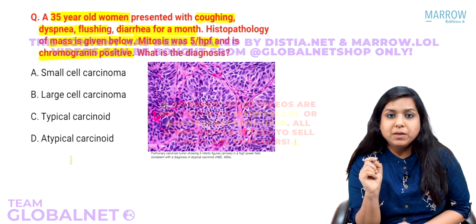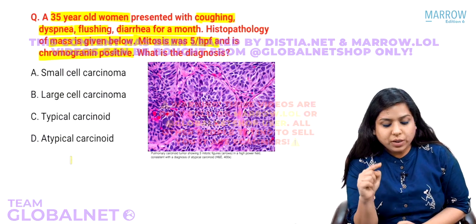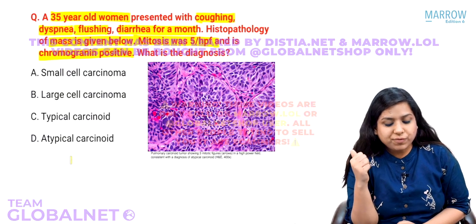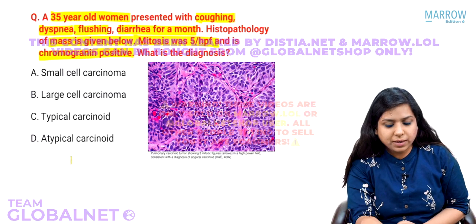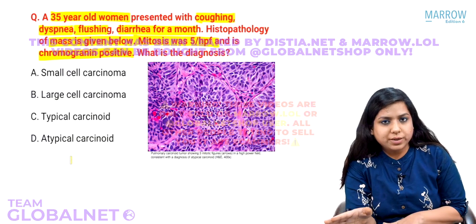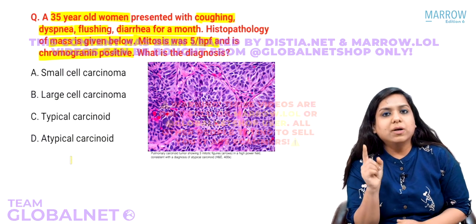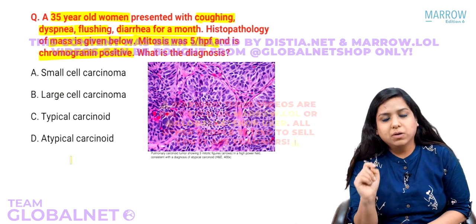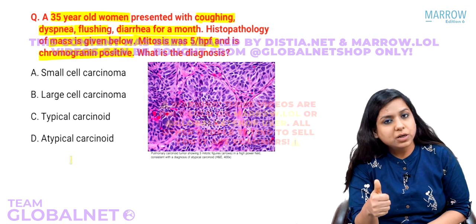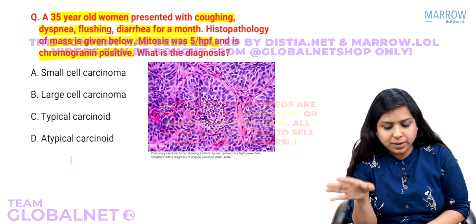Now, a woman, carcinoid tumor is more common in women. The history is that of carcinoid syndrome, that is flushing, diarrhea, correct? Histopathology, okay, I'll come to histopathology later on. Suppose you don't know how to see the histopathology. Chromogranin positive is another clue. Chromogranin positive means it can be either carcinoid tumor or small cell carcinoma of lung, right?